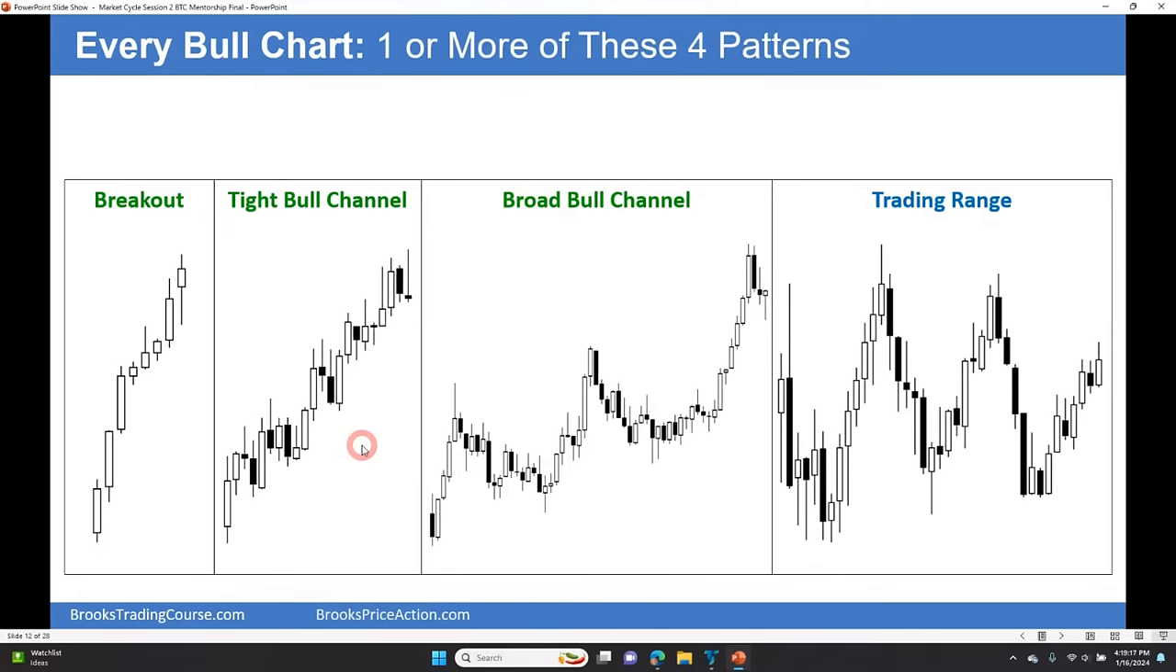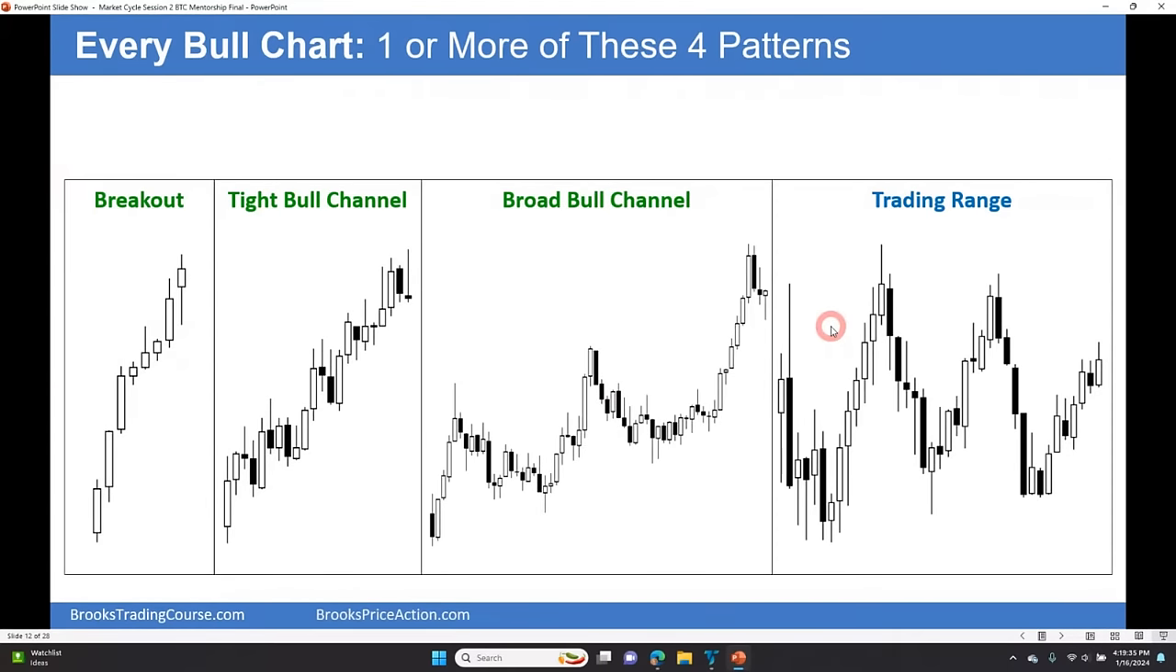Within the market cycle, it's always going to be a combination of one of these four patterns. The exact opposite would obviously be the bear case. The market's going to either be a bull breakout, bull channel, broad channel, or a trading range.